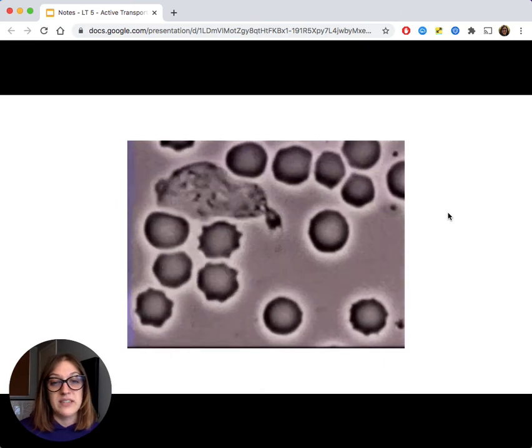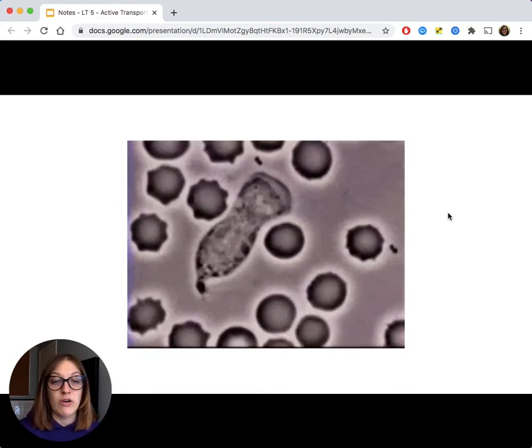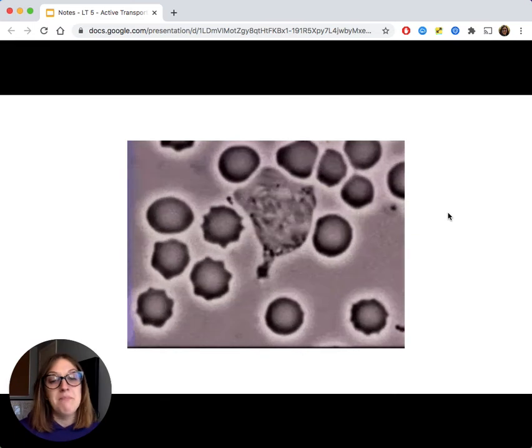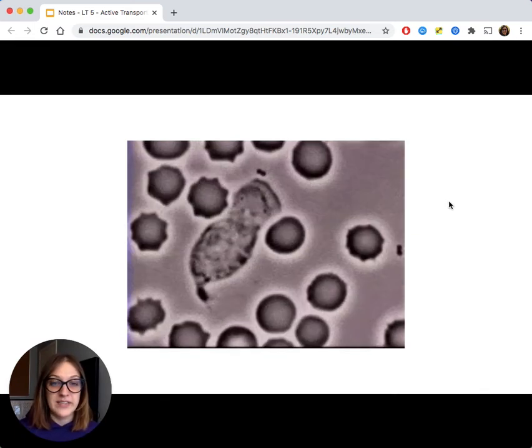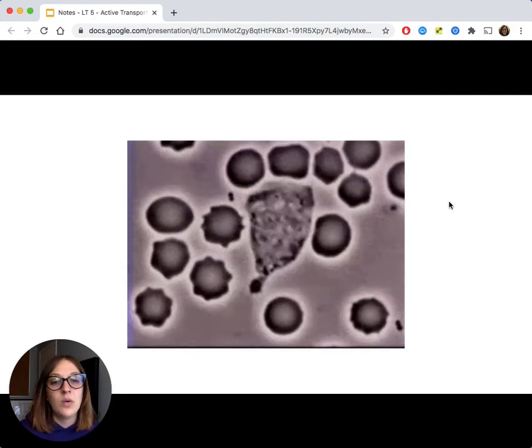Here's an actual microscopic video of this. This is one of your white blood cells. I think this is a macrophage. Macrophage literally translates to big eater, and it's capturing and devouring a bacterial cell, and then it will digest it using lysosomes. Cool. Okay.